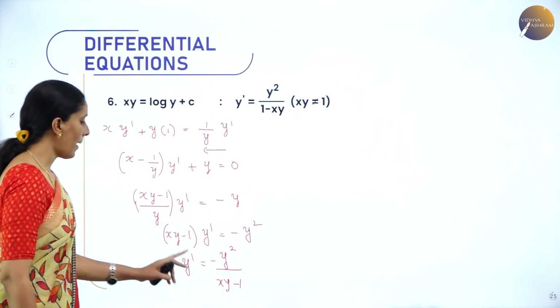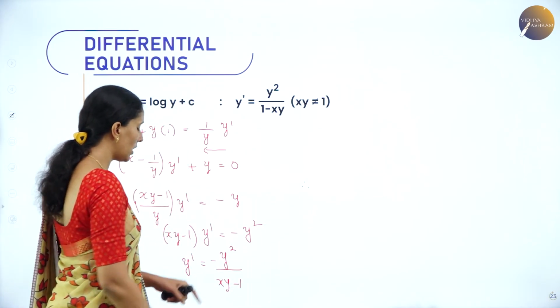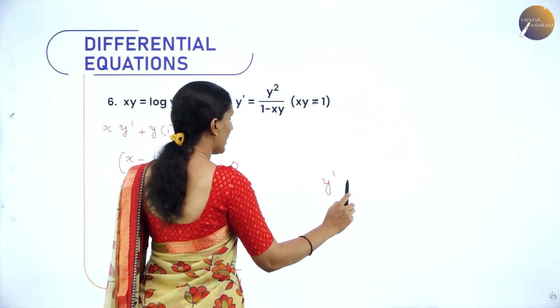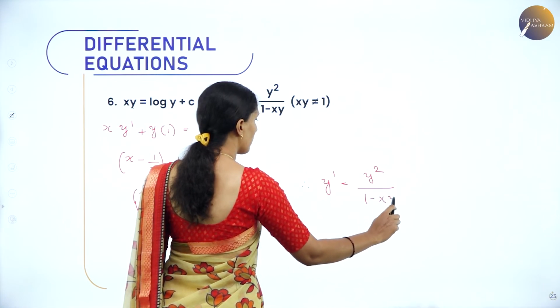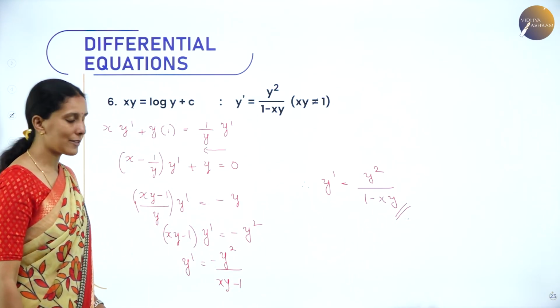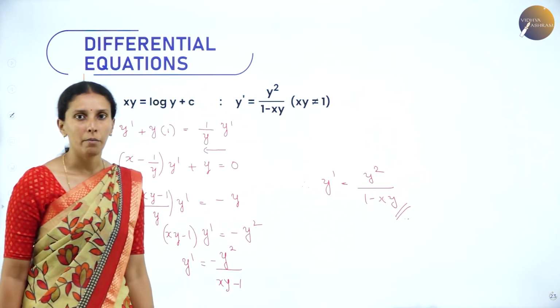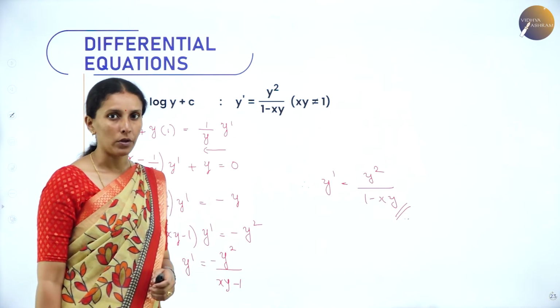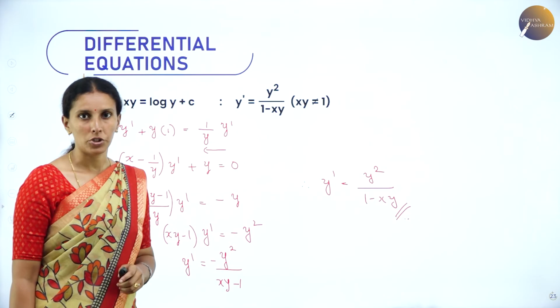So take minus outside here. Therefore if you take minus outside in the denominator, then y dash is equal to y square divided by 1 minus xy. Minus into minus is plus, then we get y dash as y square divided by 1 minus xy. Hence proved. So therefore this is the solution for the differential equation.